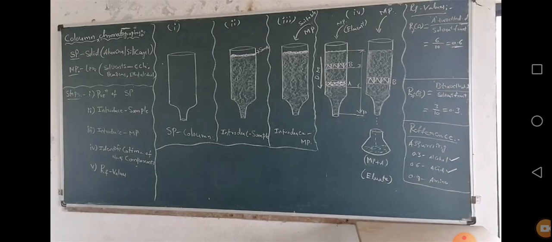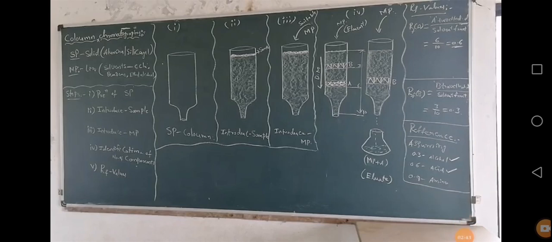Every chromatography involves two different phases, called the solid phase and the mobile phase. In column chromatography the stationary phase is solid and the mobile phase is liquid. For solids we can use alumina or silica gel, and for mobile phase liquids like solvents CCl4, benzene, ethyl alcohol, etc. Stationary phase means the phase which is stable in a chromatography experiment, and mobile phase means the phase which runs through the stationary phase. In column chromatography the mobile phase is a liquid.